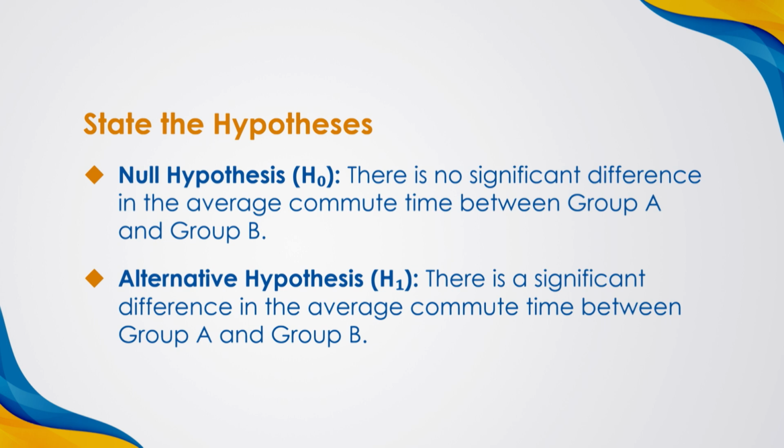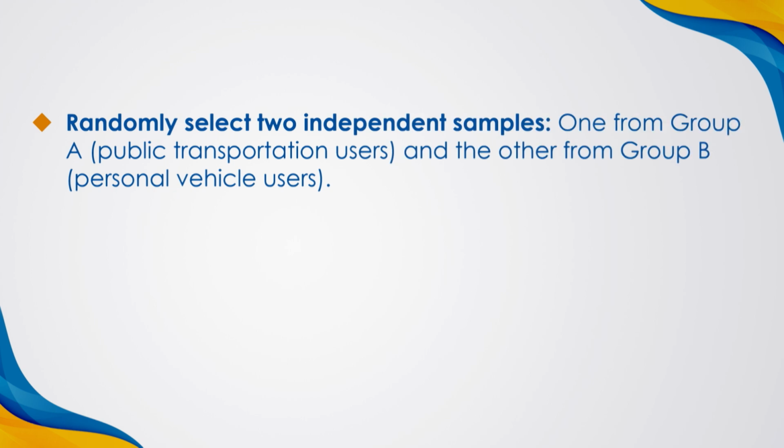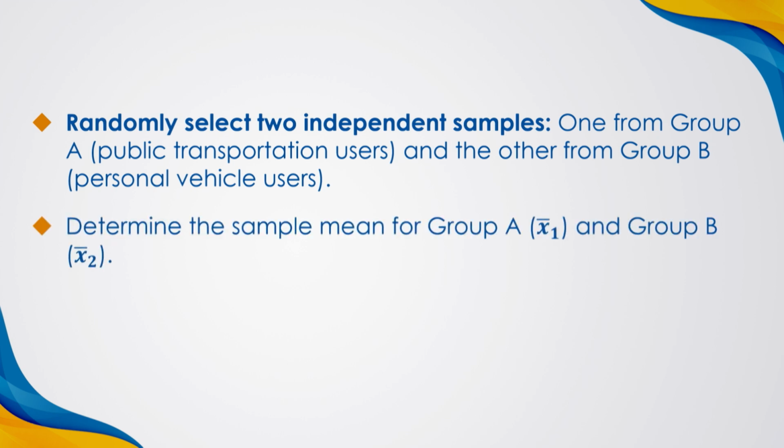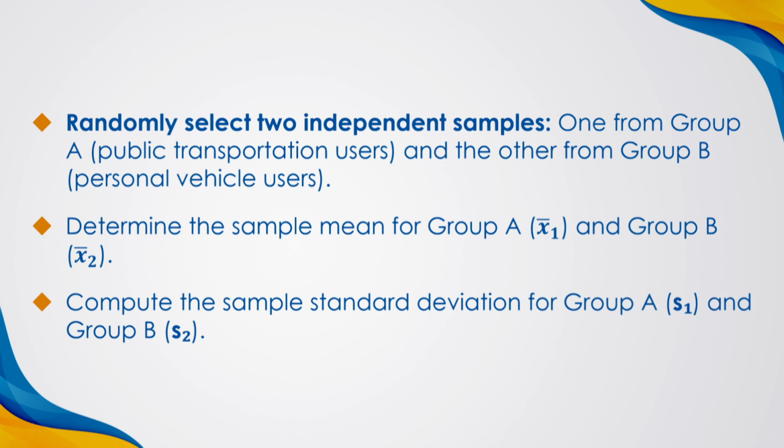A and group B. Randomly select two independent samples, one from group A, public transportation users, and the other from group B, that is personal vehicle users. Determine the sample mean for group A, noted as x1 bar, and determine the sample mean for group B, noted as x2 bar. Compute the sample standard deviation for group A, denoted as S1. Compute the standard deviation for group B, denoted as S2.